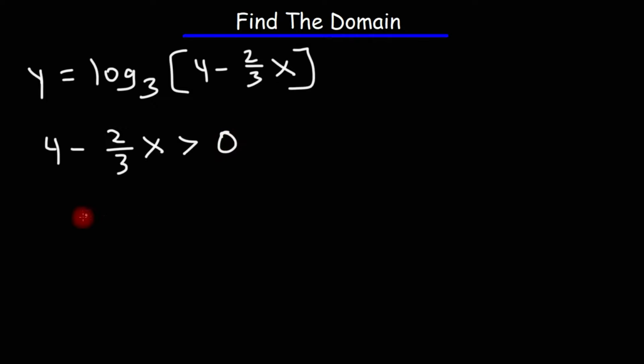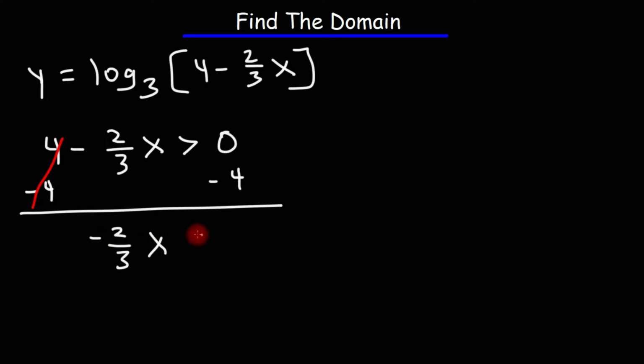So what I'm going to do is subtract 4 from both sides. So I have negative 2 over 3 times x is greater than negative 4. Now I want to get x by itself, so I'm going to multiply both sides by the reciprocal of this fraction. So it's going to be negative 3 over 2 times negative 3 over 2.